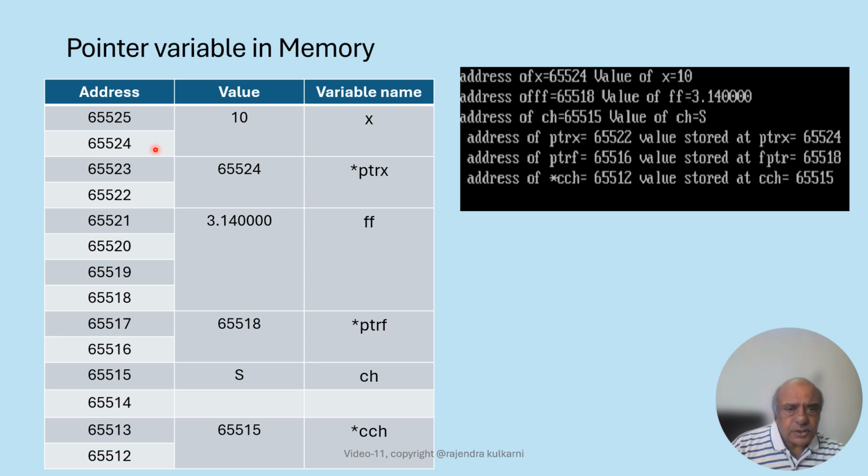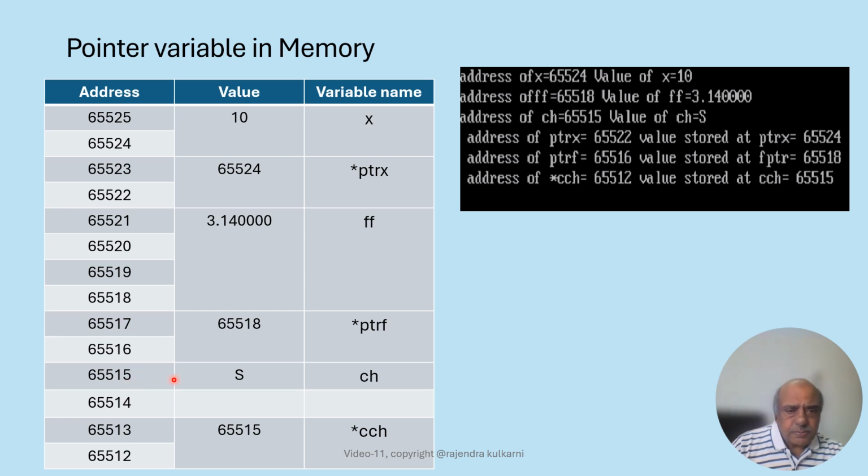variable x is stored. Similarly, ff is stored in 4 bytes, value is 3.14, stored in 65518 to 21. Star ptrf, it is a pointer variable to which we have assigned the address of ff, which is stored in 65516 and 17. So 65516, 65517 are the locations in which the value stored at ptrf is stored.